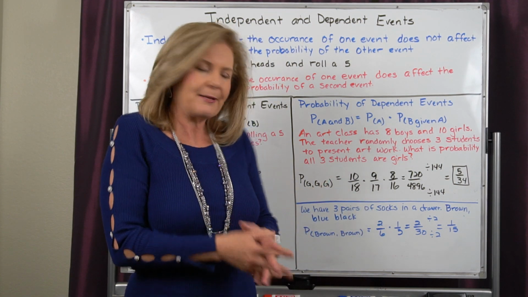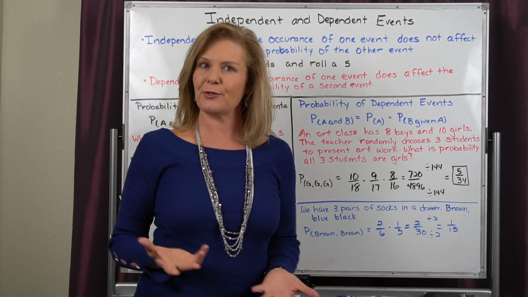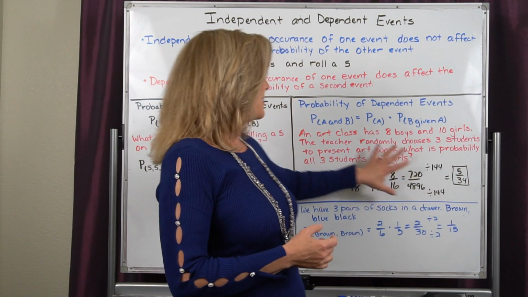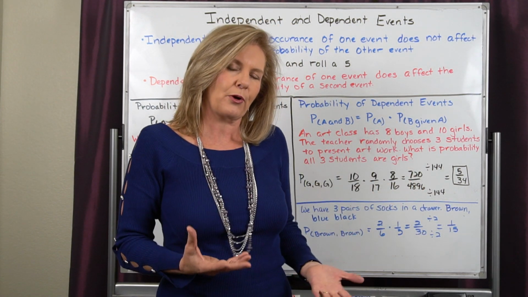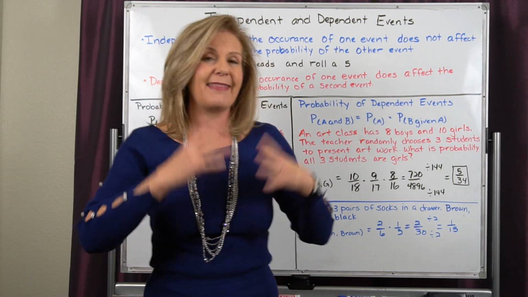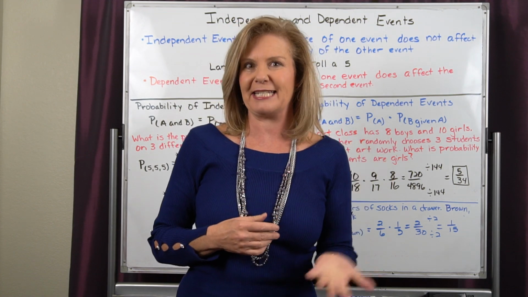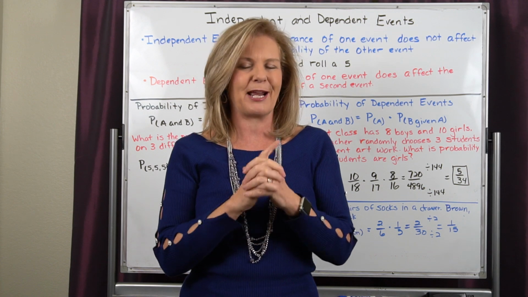So now I multiply them together. 2 times 1 is 2, 6 times 5 is 30. I'm going to reduce those to lowest terms, so I get 1 out of 15. So with dependent events, you've got to be careful to change that second or third event, always taking into account what happened. But that is how we find the probability of our independent events and our dependent events. Good luck. It takes some thinking to do this, but I know you'll do well.